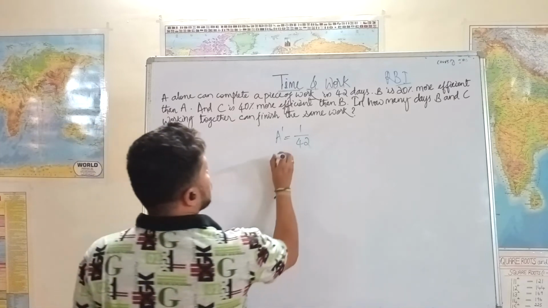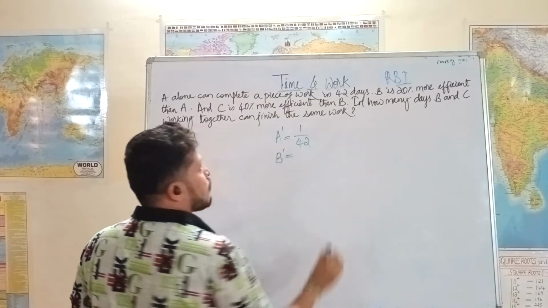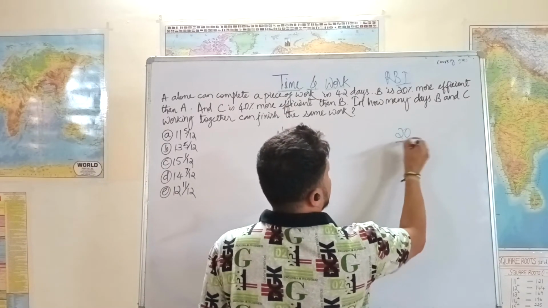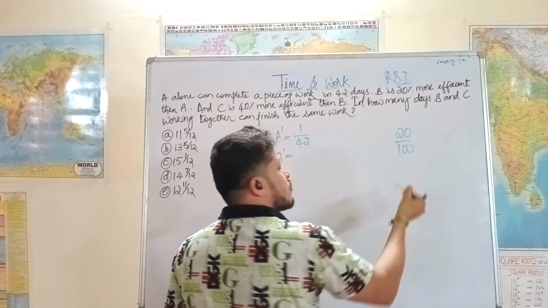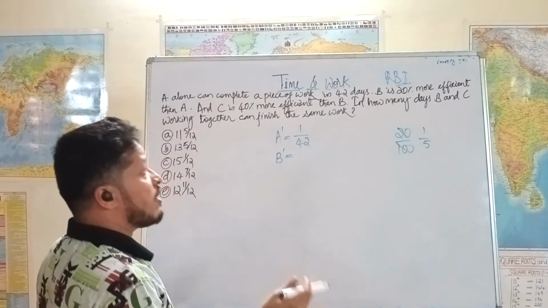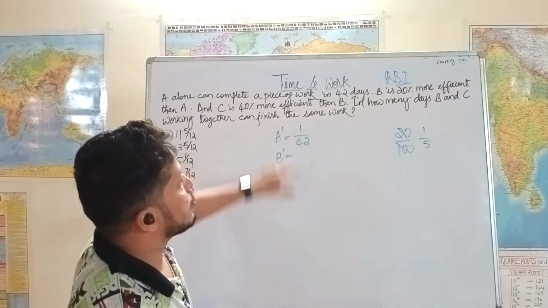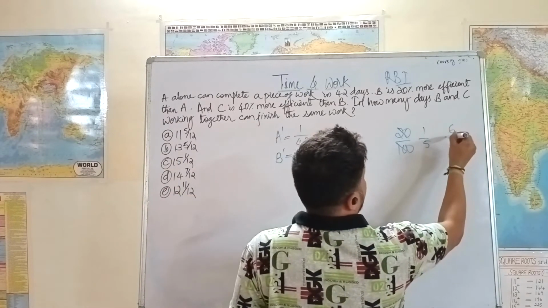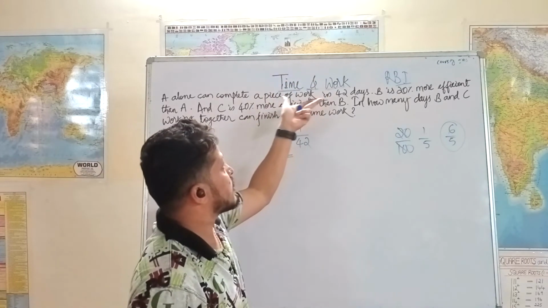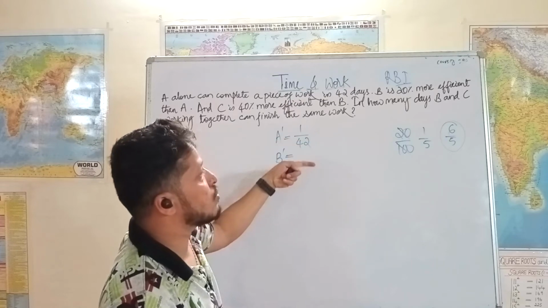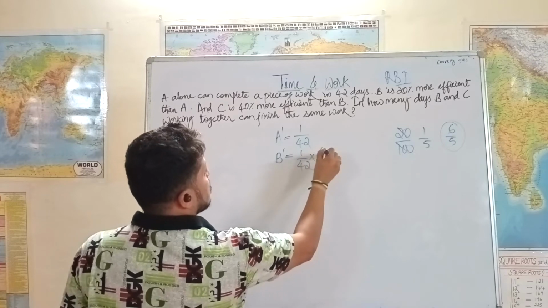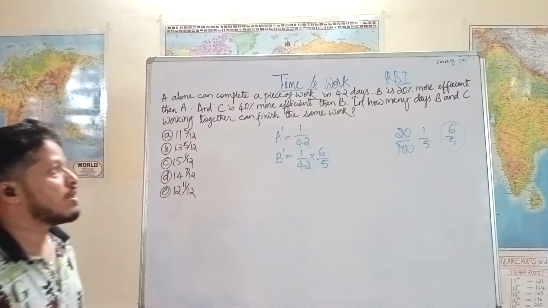That means he finishes 1/42 of the work in 1 day. What is B's efficiency? B's efficiency is 20% more. What does it mean by 20% more? You can write it as 20%, or if you simplify, 1/5. So 1/5 more than A. So it becomes 6/5. 20% more means 120%, right? If this is 100%, this is 120%. So we write it as 6/5. So 1/42 into 6/5. This is B's efficiency.